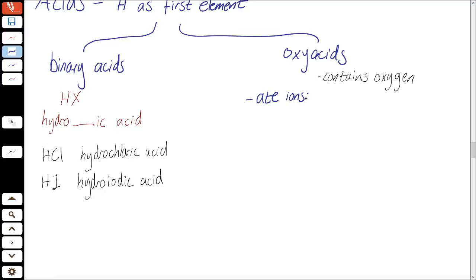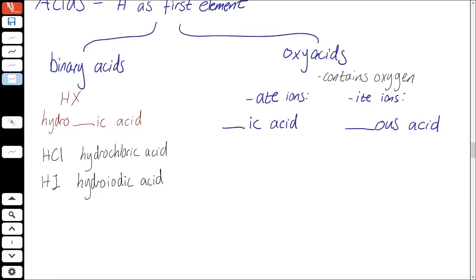Oxyacids that are made from ate ions are named the base ion name plus ic acid. The ite ions are named the base name plus ous acid. So let's try that. Let's do some examples so we can figure out what all this means.